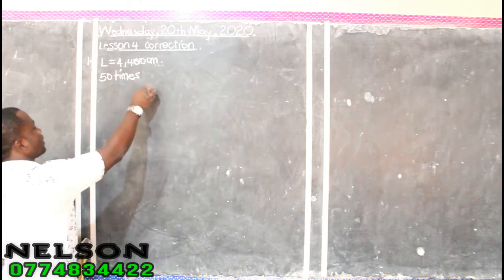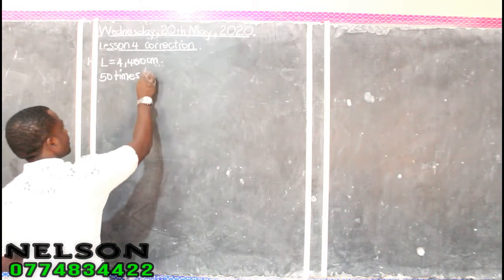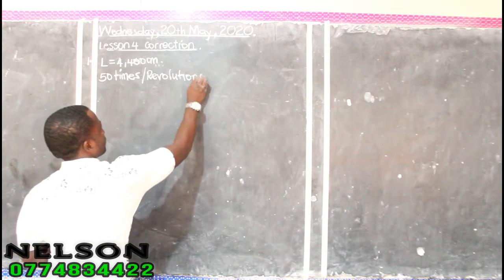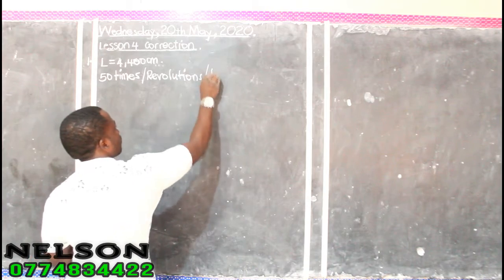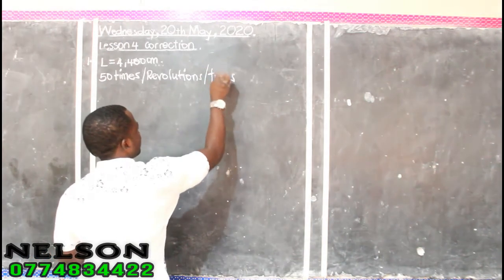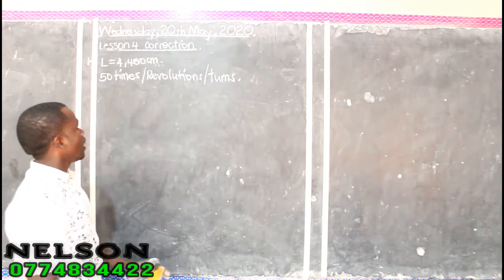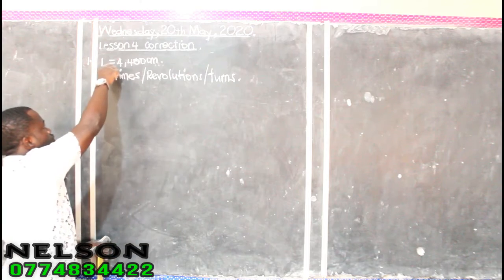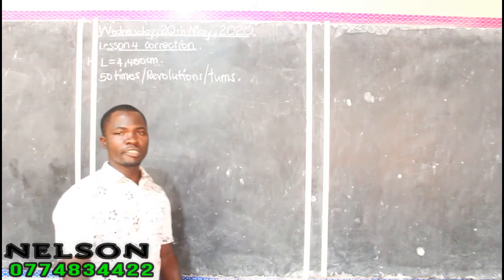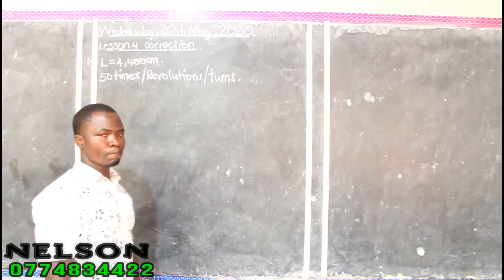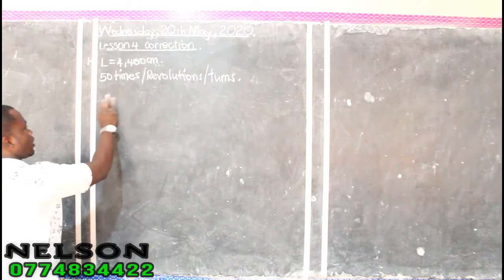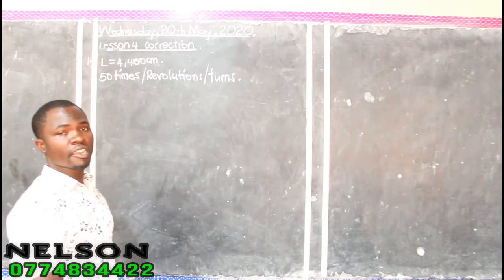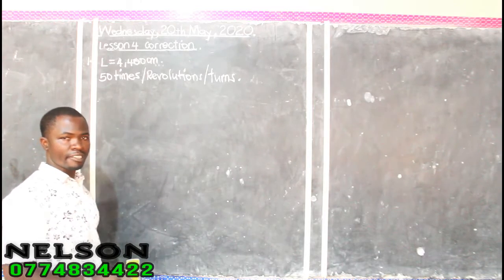Now the 50 times can also mean 50 revolutions, or 50 turns. Okay? We were given a number of times. We also given the length, and the length was representing the distance. The question was asking for diameter, but for us to get diameter, we shall first get the circumference of the tin.